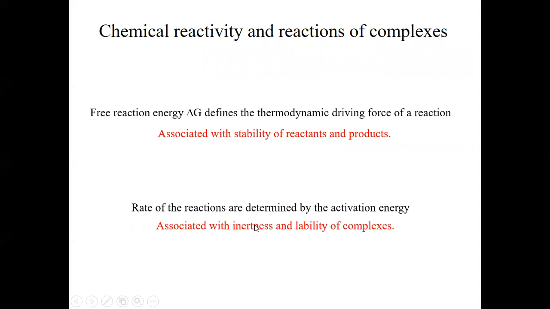So what property of the reactants and the products is associated with the activation energy? That's the inertness and the lability of the compounds. In coordination chemistry, these are complexes. So when our compound is very inert, then that means that the activation energy to cleave the bonds is very high, and all reactions are very slow. When the bonds are very labile and our complex is very labile, then the reaction rate is significantly faster because the activation energy to overcome the bond cleavage is significantly lower.